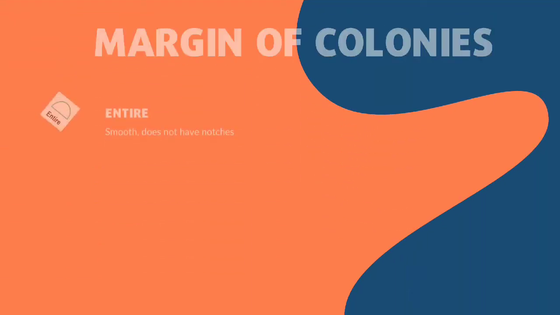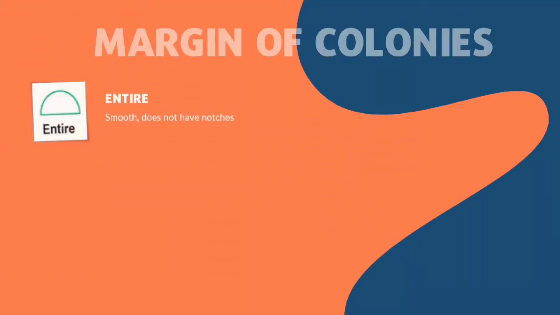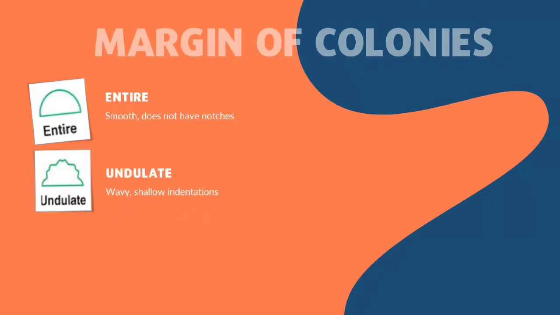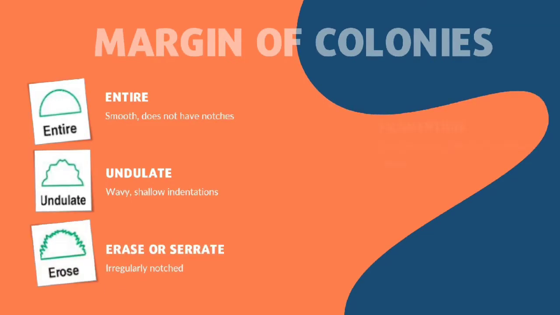Fifth is the margin of colonies. It could be entire, which is smooth and doesn't have notches. It could be undulate, which has wavy or shallow indentations. Or it could be erose or serrate, which is irregularly notched.